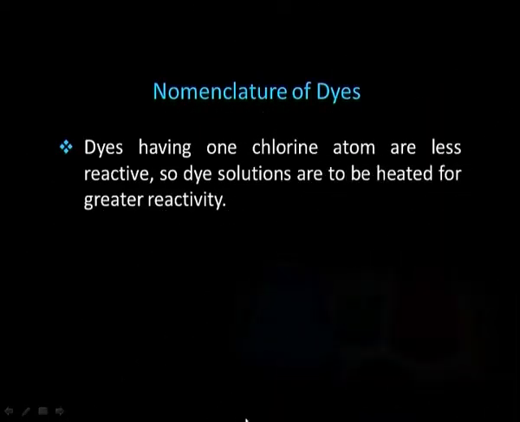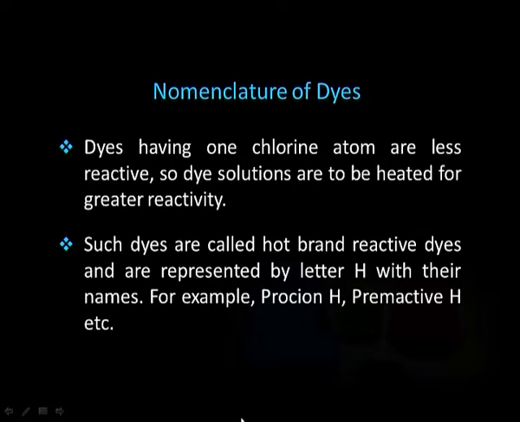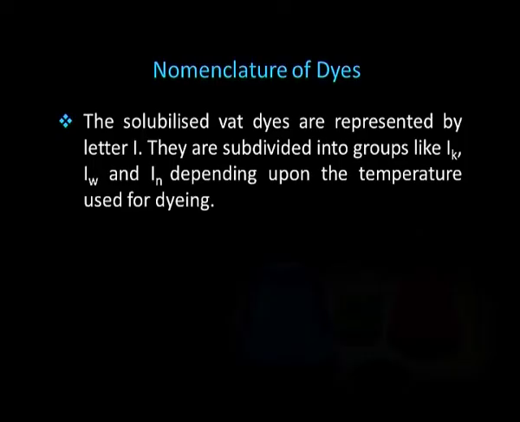Dyes having one chlorine atom are less reactive, so dye solutions are to be heated for greater reactivity. Such dyes are called hot brand reactive dyes and are represented by letter H with their names. For example, Procion H or Primazin H, where H represents the application of dye by heating, since it has a chlorine atom in it. The solubilized VAT dyes are represented by the letter I.